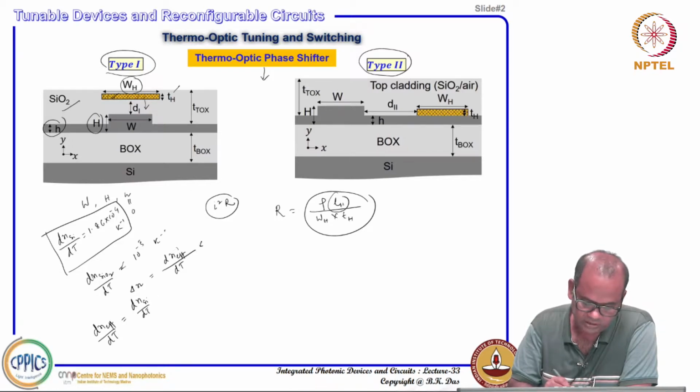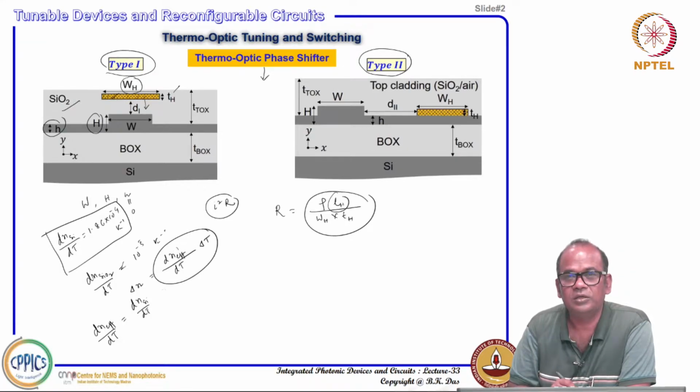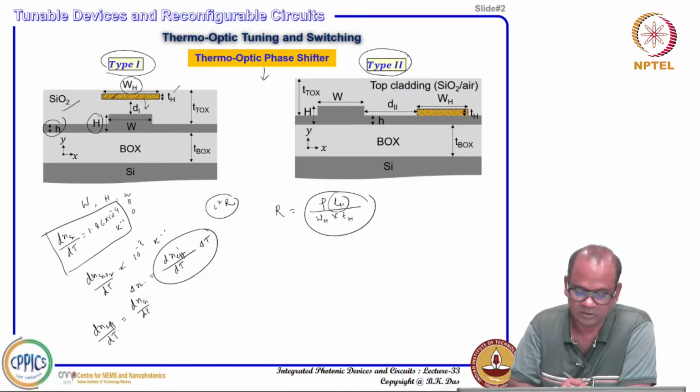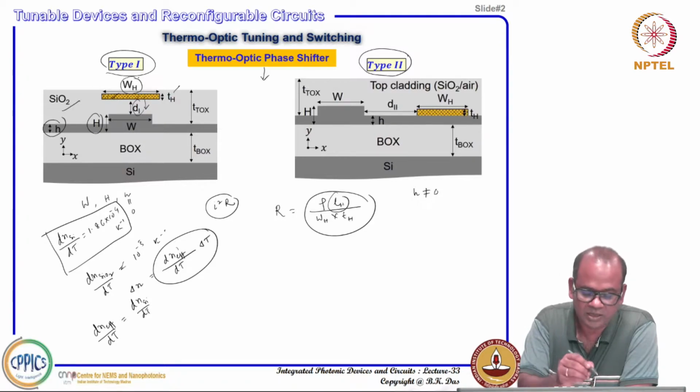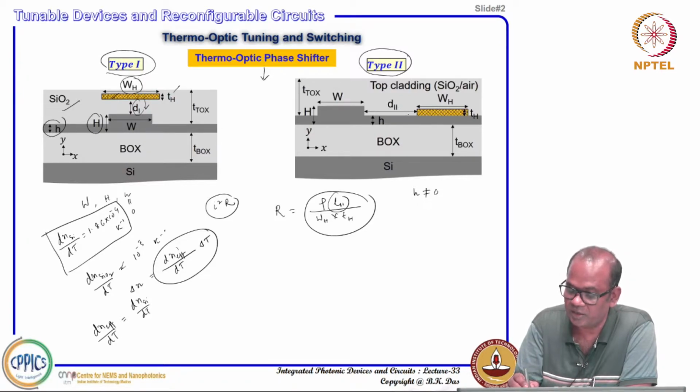So, if you are raising the temperature by delta T, then you can find out how much refractive index change you can actually raise in the waveguide structure. That is one type. The second type is a waveguide design where the slab is not equal to 0, and on top of the slab, at a safe distance, we can call it d, this is the vertical distance, and this is the lateral distance d, you can deposit a metal heater, an identical metal heater.